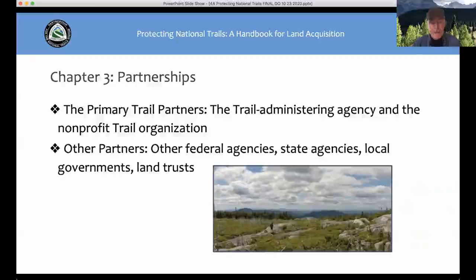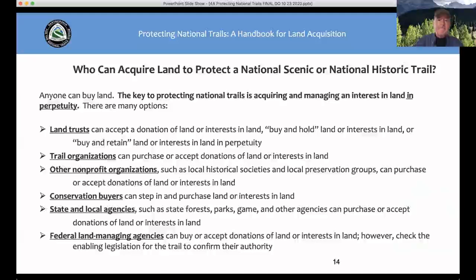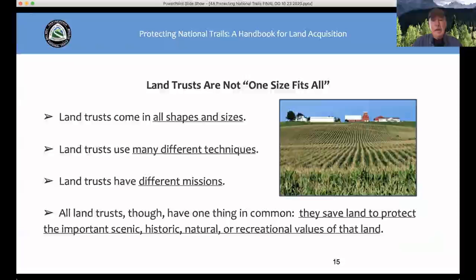So who can acquire land? Land trusts can acquire land, trail organizations can acquire land, other nonprofit organizations, including local preservation groups. Conservation buyers can step in and acquire land, and then state, local, and federal land managing agencies all can acquire land by donation, by purchase, within the constraints of the enabling legislation that is provided in the National Trail System Act. So let's go back to one of those. Let's go back to land trusts.